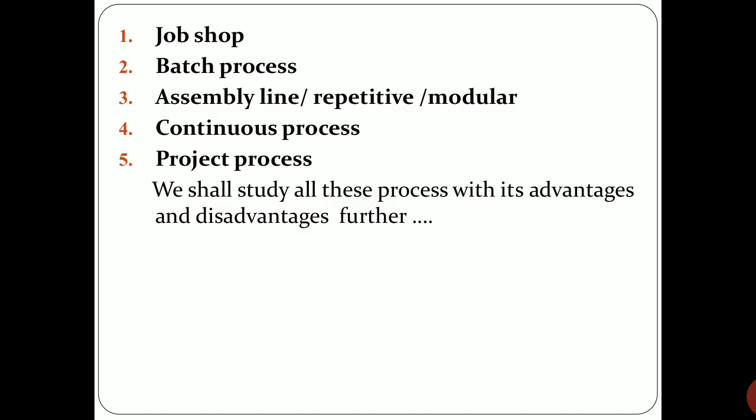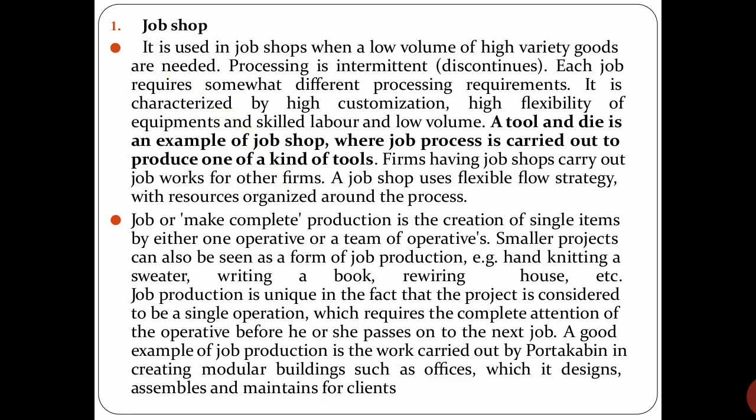So in all the five cases, we'll be studying them in detail, along with, I repeat, introduction, advantages, and the limitations. To start with, we can understand this with the help of job shop. Now, what is this job shop? A job shop is a kind of process in which we make a low volume of high variety goods, right? Processing is intermittent, means it keeps on discontinuing. Each job requires somewhat different processing, and it is highly customized.